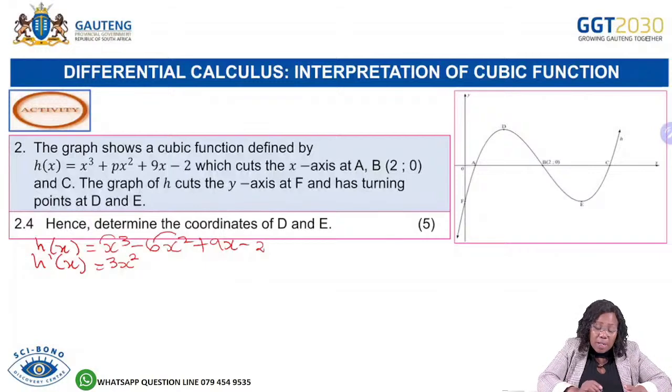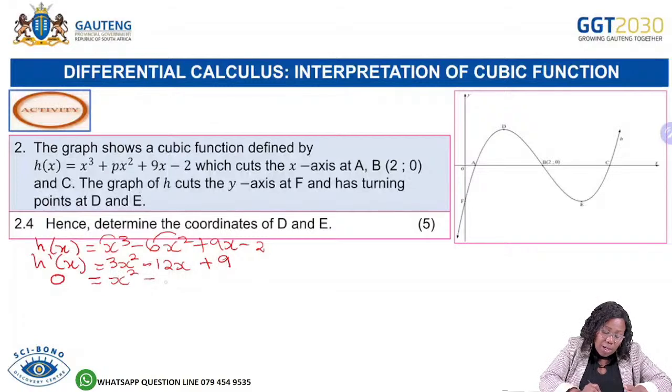2 times minus 6, minus 12x plus 9. Let it equal to 0 and divide by 3 throughout. That is x squared minus 4x plus 3. Factors of 3 that, when you add them, give you minus 4. That is (x minus 3)(x minus 1). Therefore, the x value is 3, or another x value equals 1.